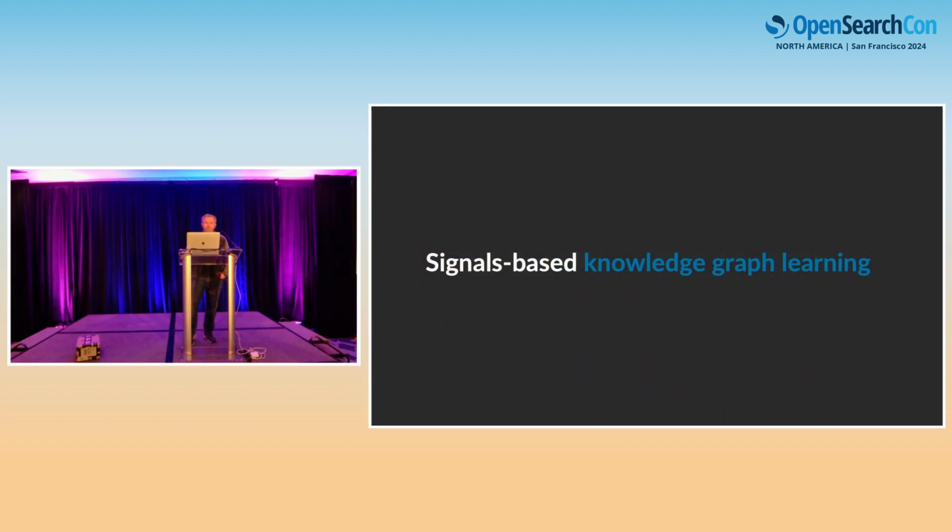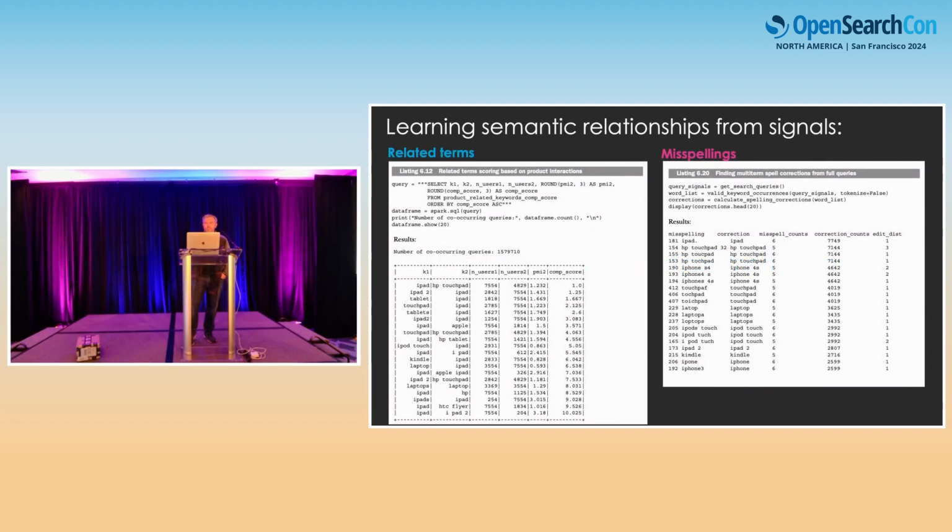And then the last category is signals-based knowledge graph learning. This is the shortest one, very simple, but when users run searches, they do things like type a misspelling and then follow that up with the correctly spelled version. They type something and then they refine their search. All of these actions, if you tile these behaviors together and tile these textual queries together, you can learn very useful things to power your search engine.